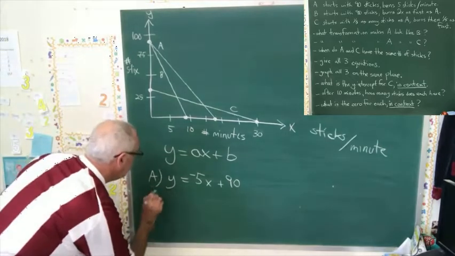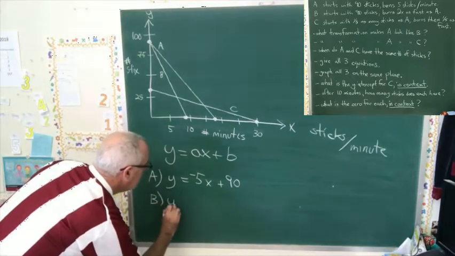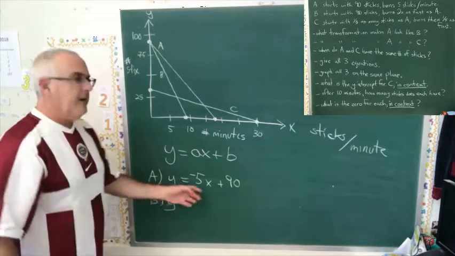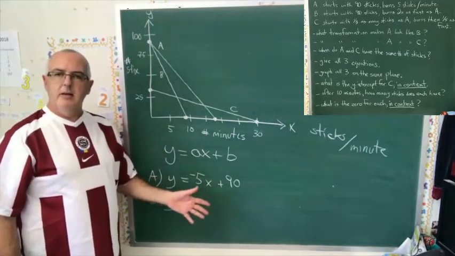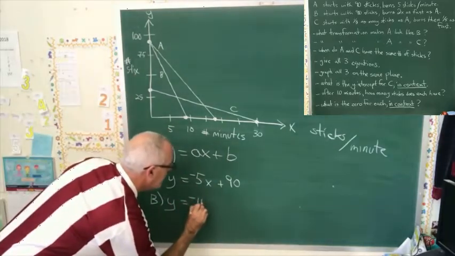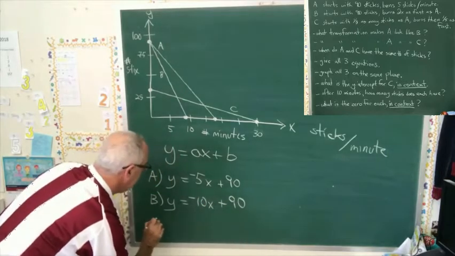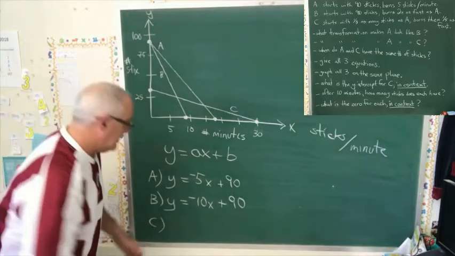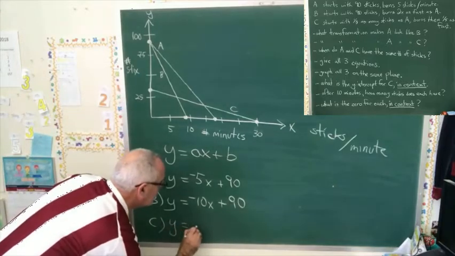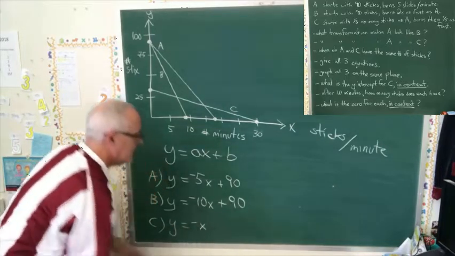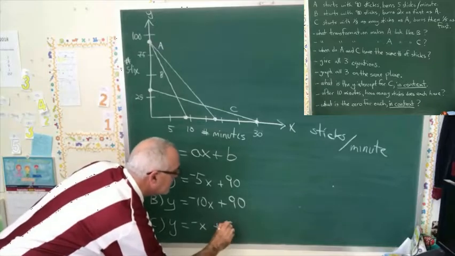For B, B was burning the sticks at 10 sticks per minute, so it's negative 10x plus 90. And for C, burning the sticks at 1 stick per minute, that's y equals negative 1x, or if I want just negative x, plus 30.